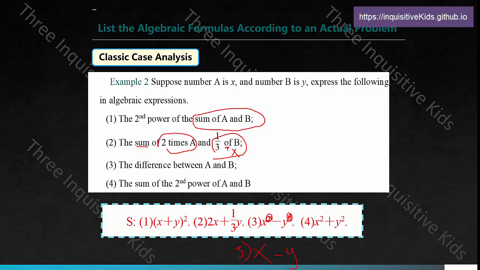4. The sum of the second power of A and B. Over here, the correct answer for 4 is x squared plus y because it's just the second power of A, of number A. B was not included in there.